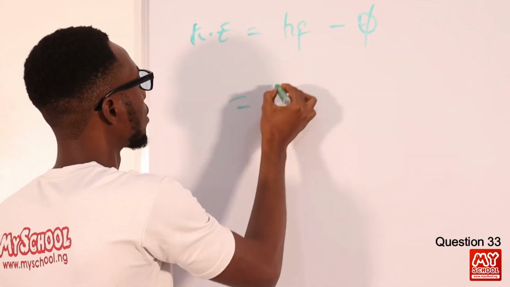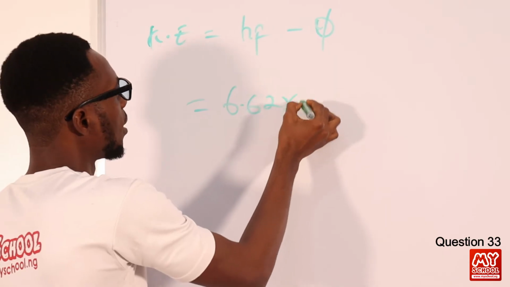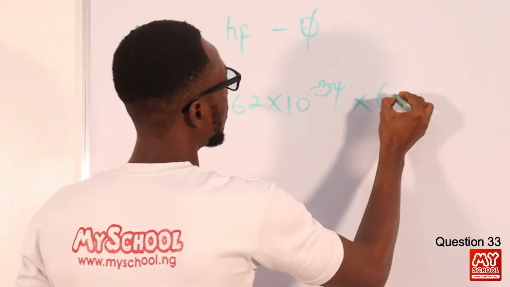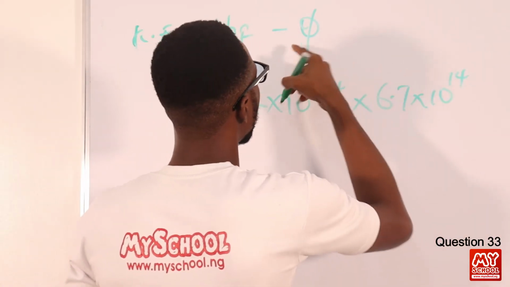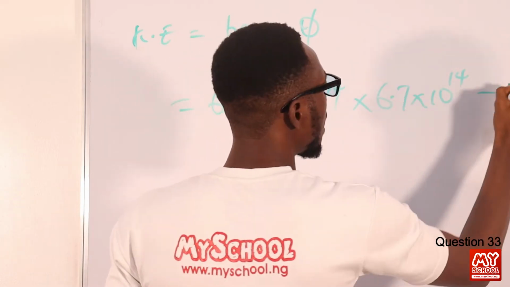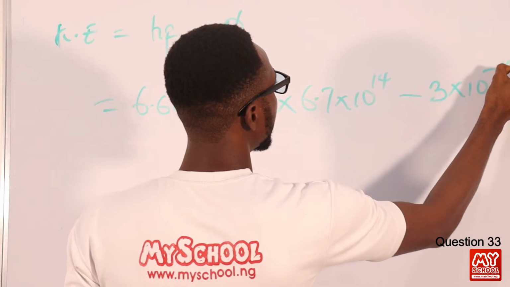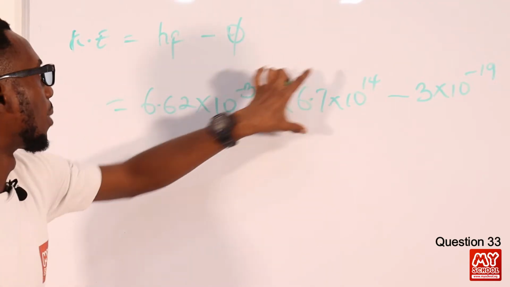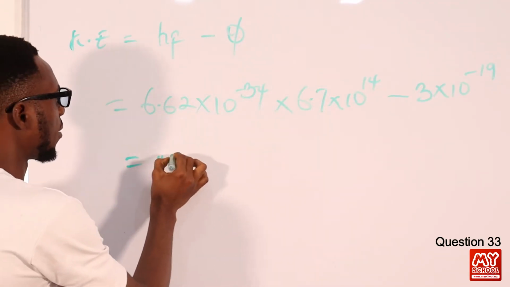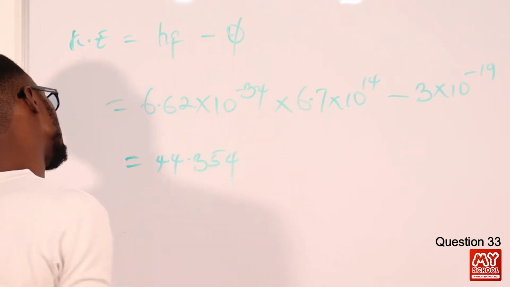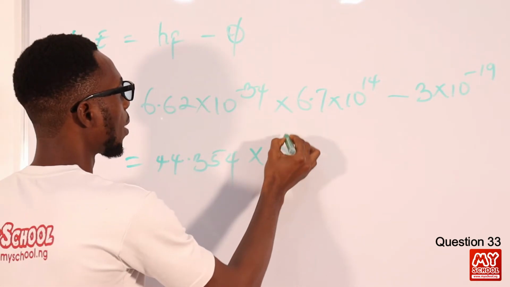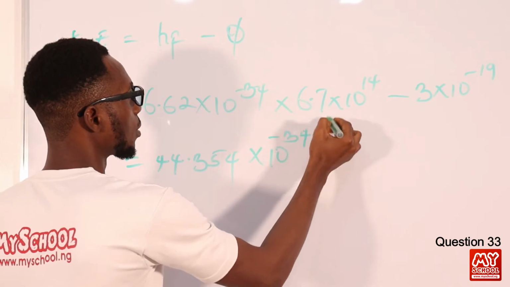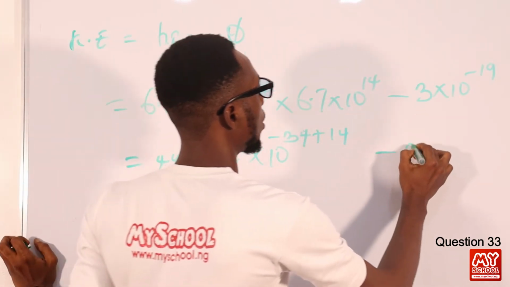So what's my h? Planck's constant is given as, usually, 6.62 times 10 raised to power minus 34. Then the frequency from the question is 6.7 times 10 raised to power 14. Then the work function that we are given is 3 times 10 raised to power minus 19. So when we multiply the numbers first, this should amount to somewhere around 44.354, something like that. Then times 10 raised to power, we have base 10, so that is minus 34 changing to plus 14, and I have this as well.